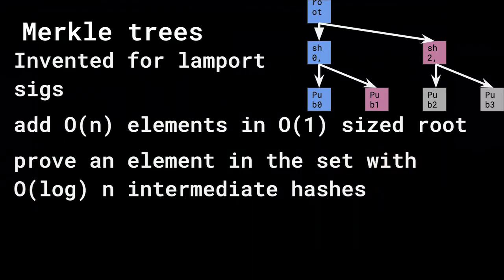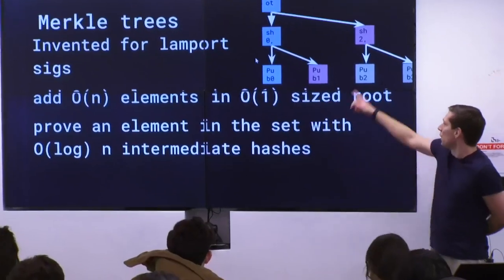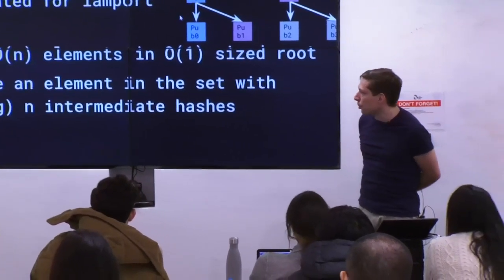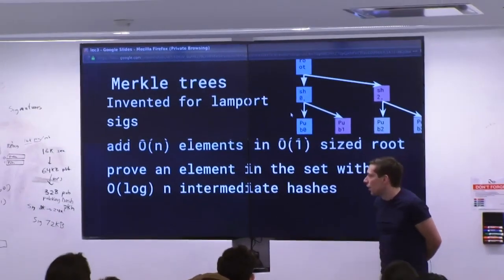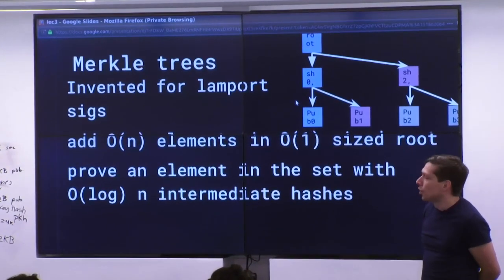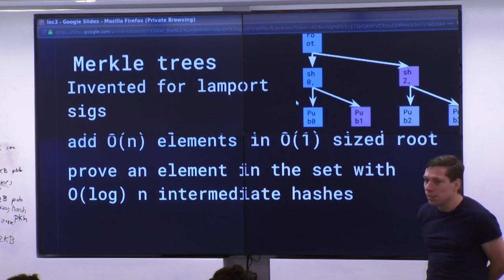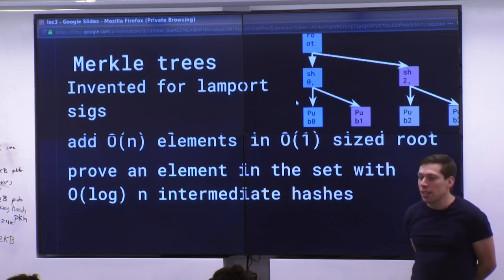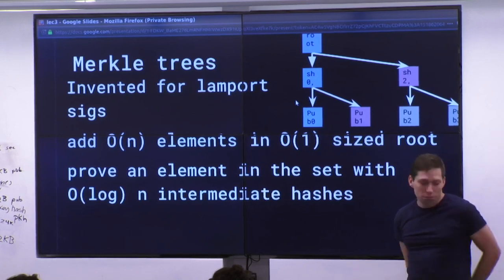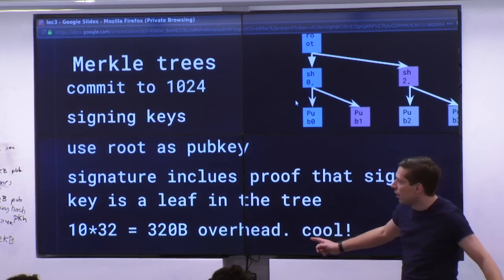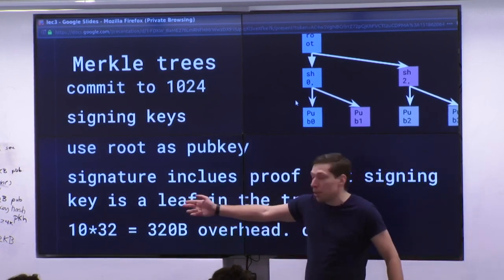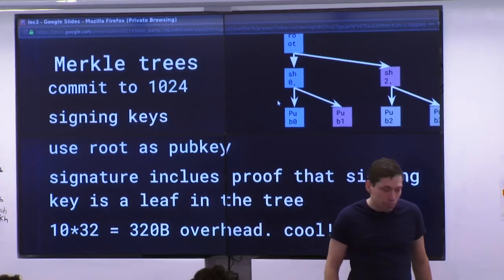The root stays 32 bytes regardless of how many leaf nodes you have. And you can prove an element with O(log n) intermediate hashes. So if you have 1,000 keys, your root stays 32 bytes, and your proofs are not too big, right? 320 bytes of overhead, which is a bunch smaller than a signature, right?